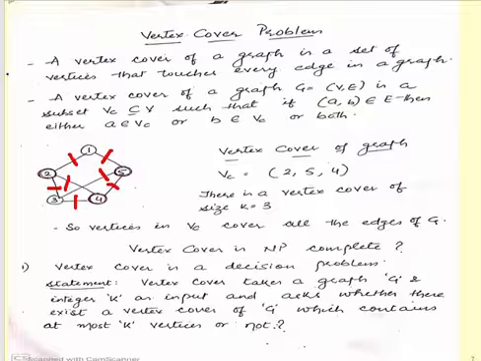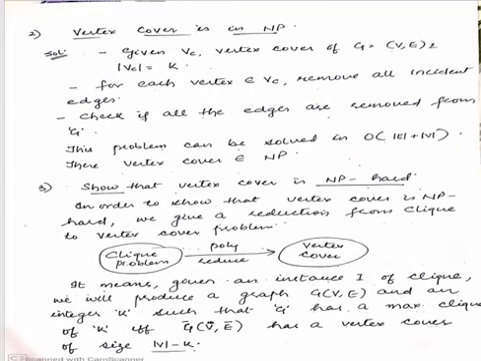Now this can be done in polynomial time. Okay, why? Because your non-deterministic algorithm would take all these vertices in parallel and it will cut all the incident edges in parallel. So this problem can be solved in polynomial time but by using a non-deterministic algorithm.